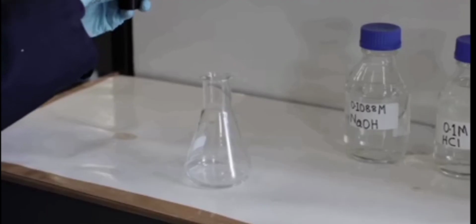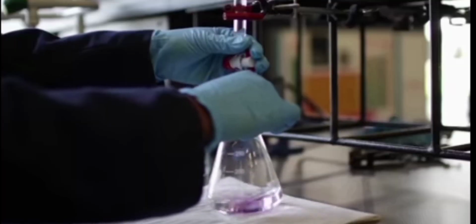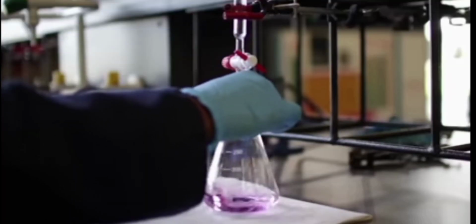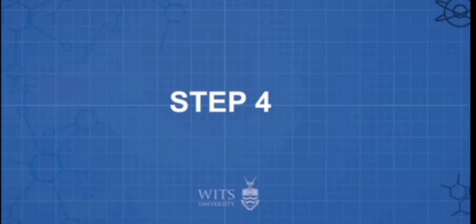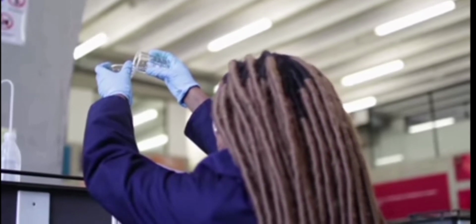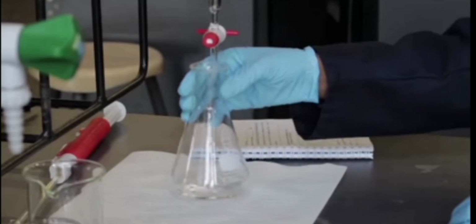Step 3. A few drops of an indicator may be added to the conical flask. This will show a change of color once we have reached the endpoint, or when the titration is complete. The following indicators will be used in your practicals. Step 4. A second solution is placed in a burette. This is the titrant. This solution contains a chemical that will react with the analyzed chemical sample in the conical flask.